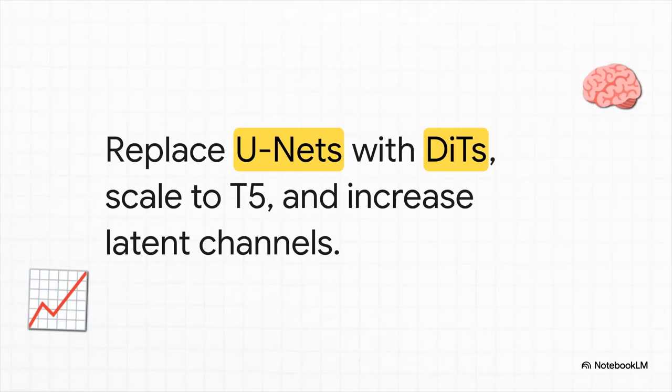So to summarize this macro trend quickly, the industry is basically replacing UNets with diffusion transformers because they just scale so much better. They're using massive language models like T5 to make sure the AI actually listens to your complex prompts. And they've expanded the latent space from 4 channels to 16 channels to give us incredible detail headroom. Yet, despite all these massive upgrades, the underlying two-stage latent architecture remains exactly the same as that original 2022 recipe.